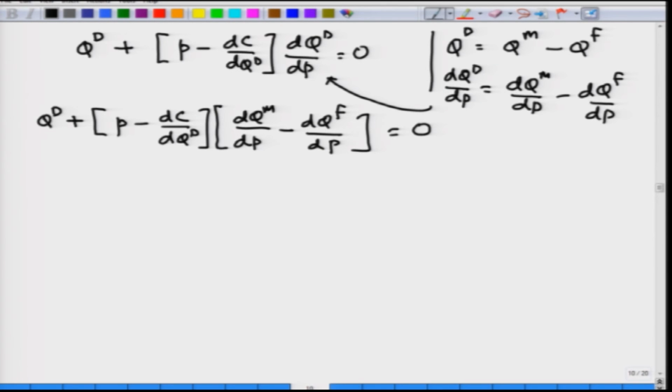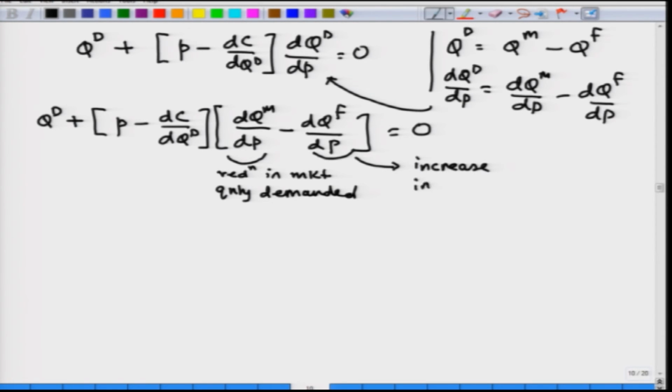Now, if I further simplify, this term dQM dP is the reduction in market quantity demanded, whereas dQF dP is a negative number of fringe supply change, so minus dQF dP is an increase in the fringe supply. This would be the increase in the fringe supply.